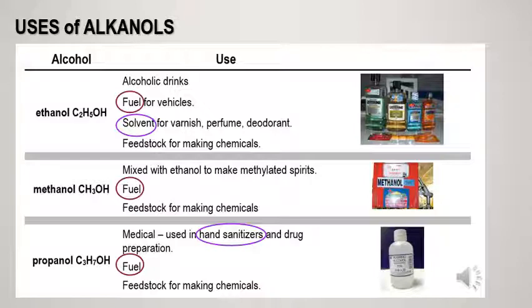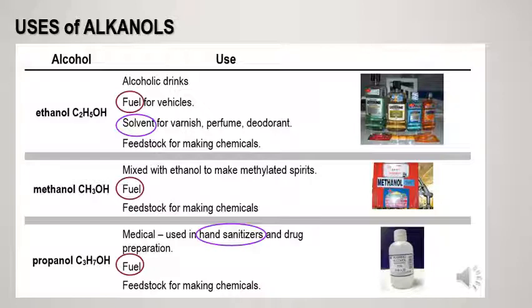This is particularly common in Brazil. And ethanol can also be used as a solvent for varnish, perfume and deodorant. Methanol is mixed with ethanol to make methylated spirits, so that's a fuel that you can buy for camping, and they put methanol in it to make it poisonous so people don't drink the ethanol. Methanol is also used as a fuel on its own and as a feedstock for making chemicals.